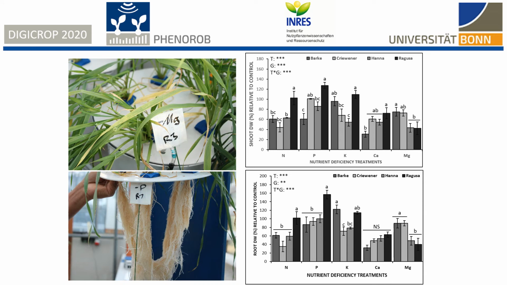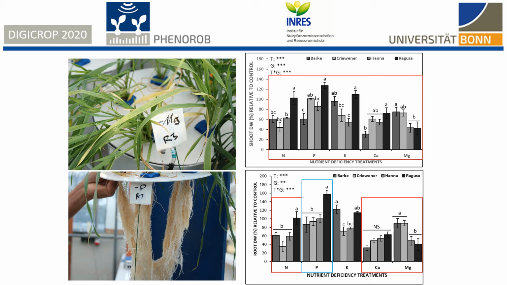In the upper figure, while deficiency of macronutrients reduced shoot dry weight in most genotypes, only nitrogen, calcium, and magnesium deficiency reduced root dry weight, which is highlighted in red in the upper and the lower figure respectively. In contrast, phosphorus deficiency increased the root dry weight accumulation as reported earlier, which is highlighted in blue.